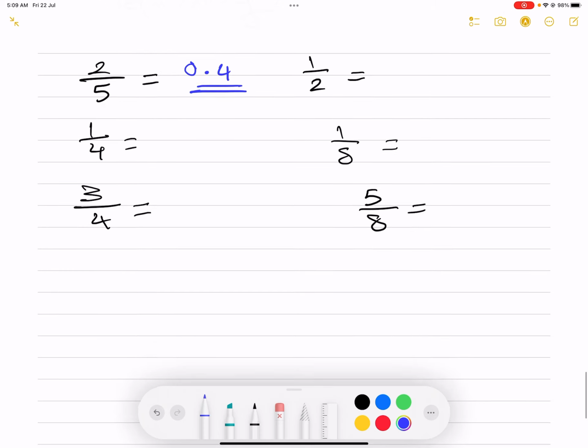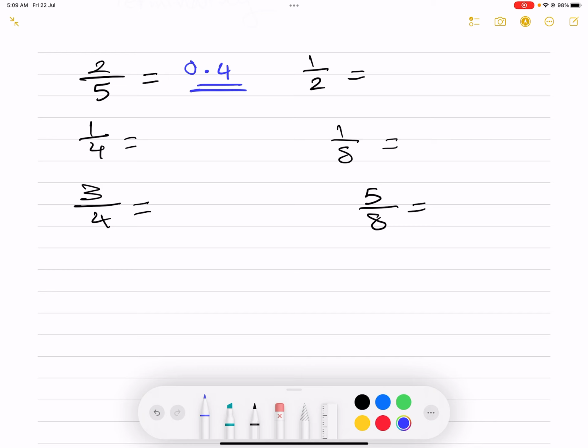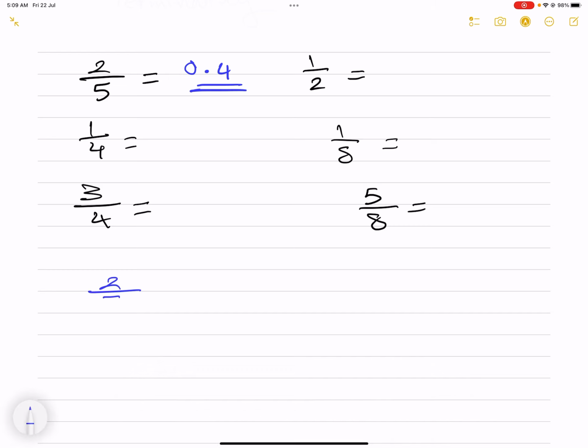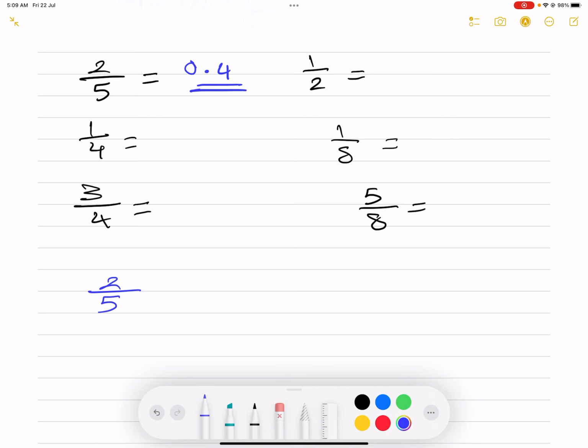طيب هي جت منين ال 0.4؟ عندك two ways. الفيرست واي ان انت بتجيب ال 2 out of 5 وبتحاول تخلي الدينومينيتور بتاعك 10 or 100 or 1000 عشان تقدر تستخدم البوينت. And I think the easiest way it will be if you try to multiply both of the numerator and denominator by 2, you will get to 10. لو حضرتك عملت times 2 up and down هتوصل لل 10، فبالتالي هتبقى عبارة عن 4 out of 10 it will be 0.4. يبقى دي الطريقة الأولى.